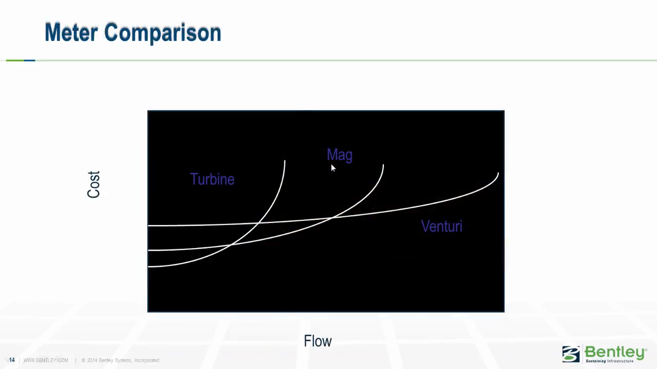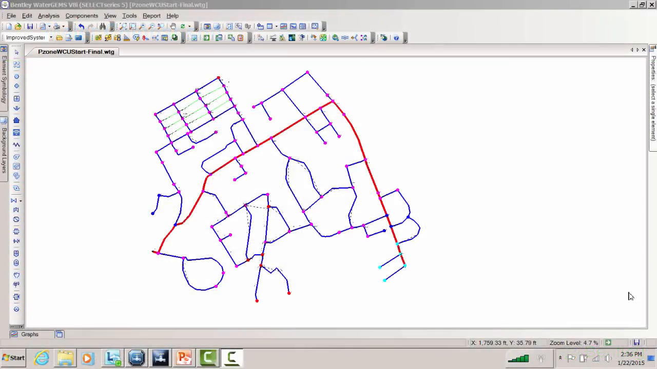This is a graph I drew years ago, and it's still pretty valid: for very low flows, you may want to use turbine meters. For medium range, the mag meter might be best, and for large flows and large pipes, the Venturi meter may be best. I didn't put specific numbers on this graph because it really varies depending on the situation and the system that you're in. But now we're going to get into the actual mechanics of how you would go about creating a pressure zone, and then given that pressure zone, how you could look at the results and understand its properties using the Pressure Zone Manager tool.